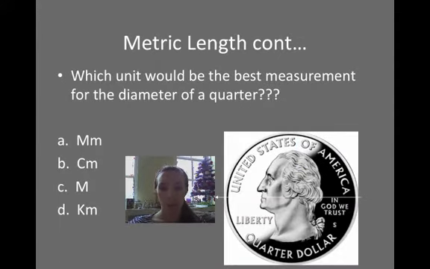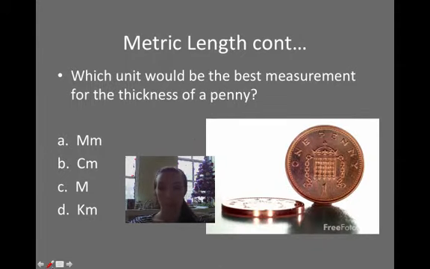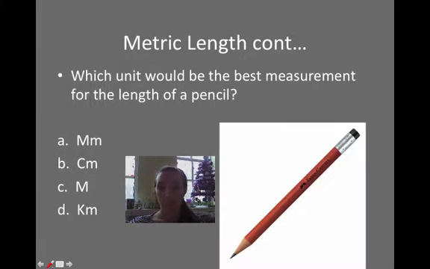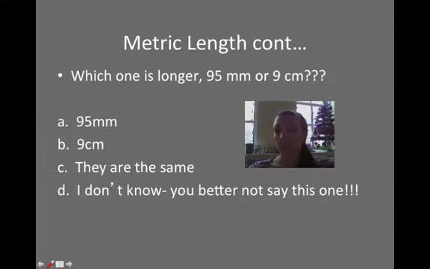Okay, so which unit would be the best measurement for the diameter of a quarter going across? Same question we had before. The best unit would be centimeters, although you could also do millimeters. The thickness of a penny, we talked about this a little bit with the dime. It would be millimeters. And what would be the best measurement for the height of a door? The best measurement for the height of the door would be in meters. Okay, the length of a pencil. Centimeters would be the best for the length of a pencil.